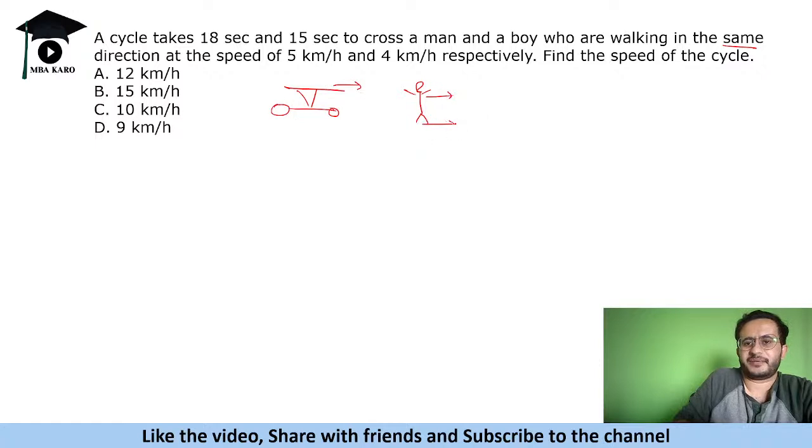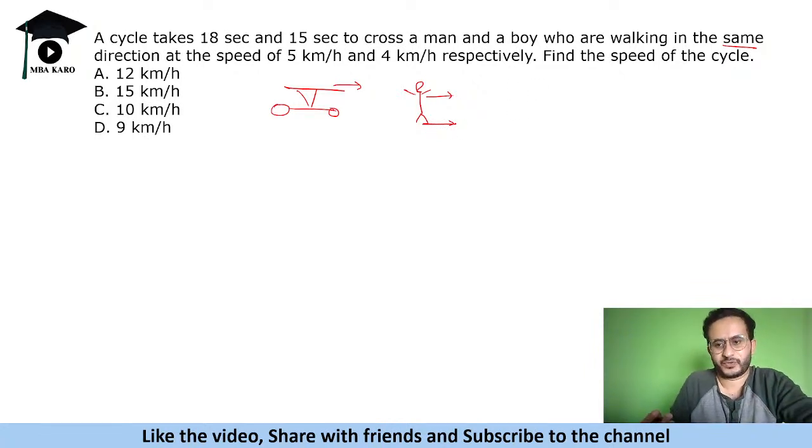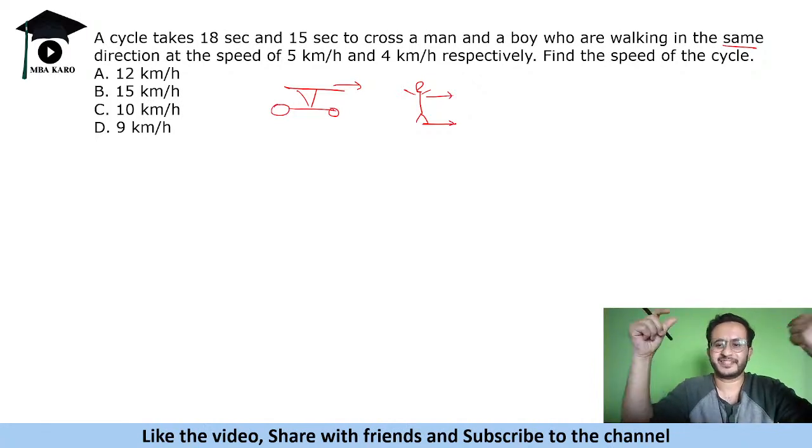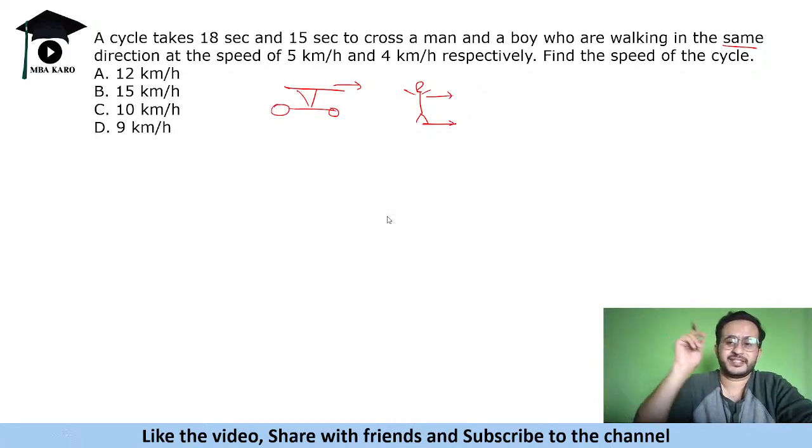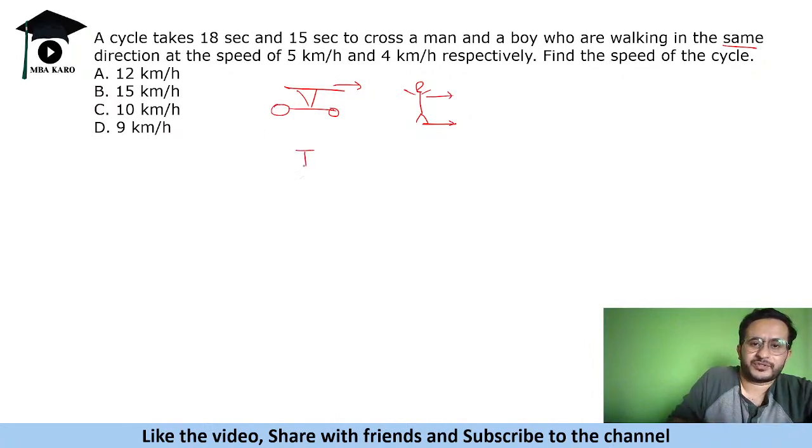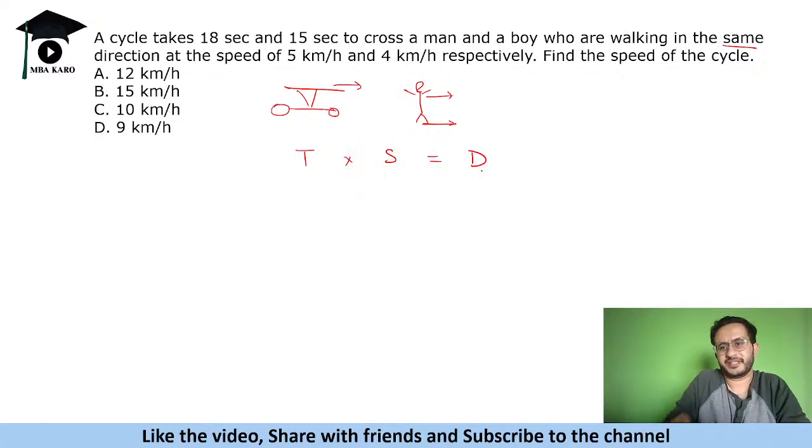So it will take some time to cover that man. So what will be the time taken? The time taken will be for the cycle to cover its length. Okay, the cycle has a certain length. So when a train crosses a man, the train covers its length. So in both the cases, the distance will be same. So let us put it into the TSD framework. Okay, so time into speed is distance.